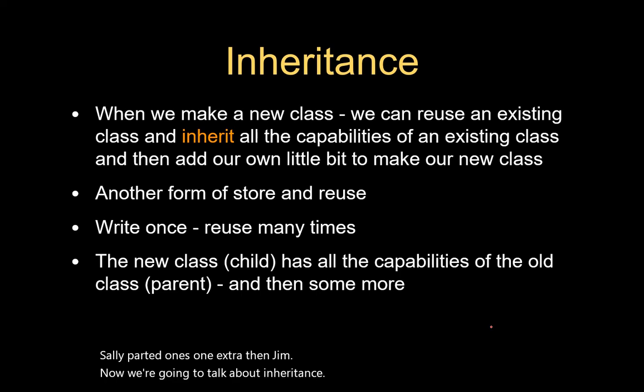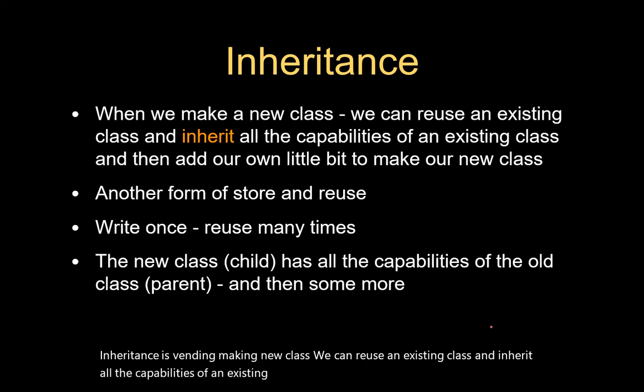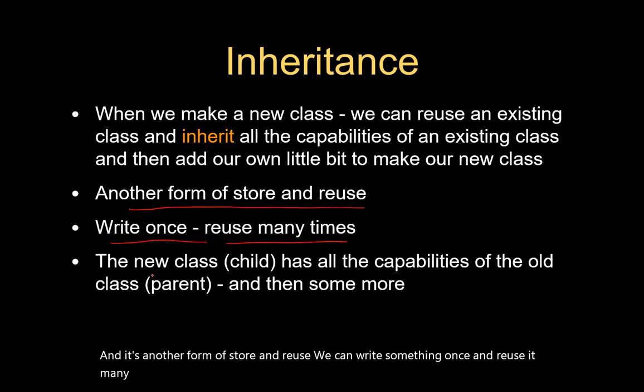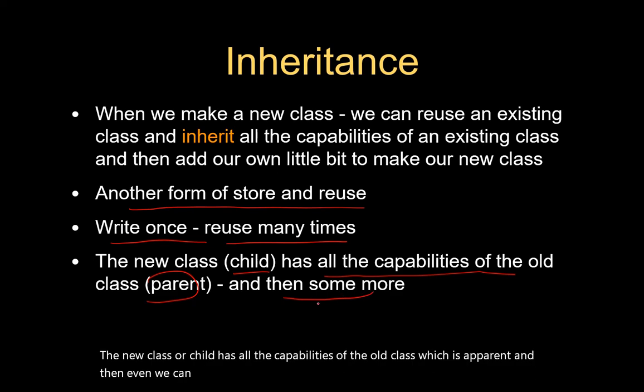So inheritance is when we make a new class, we can reuse an existing class and inherit all the capabilities of an existing class, and then add our own little bit to make our new class. And it's another form of store and reuse. We can write something once and reuse it many times. The new class or child has all the capabilities of the old class, which is the parent, and then we can add some more to it.